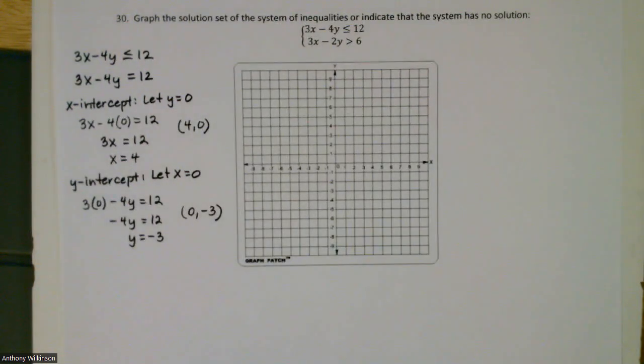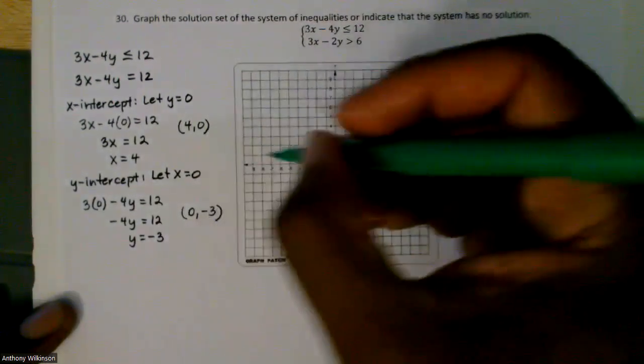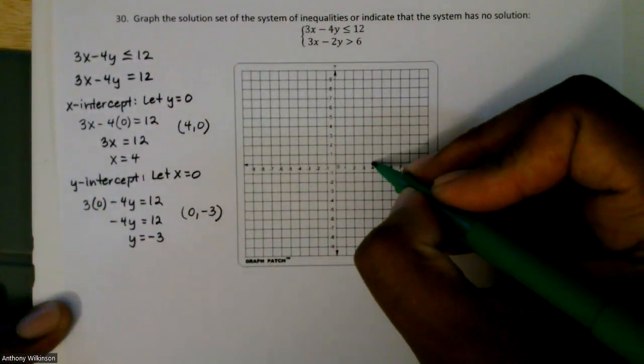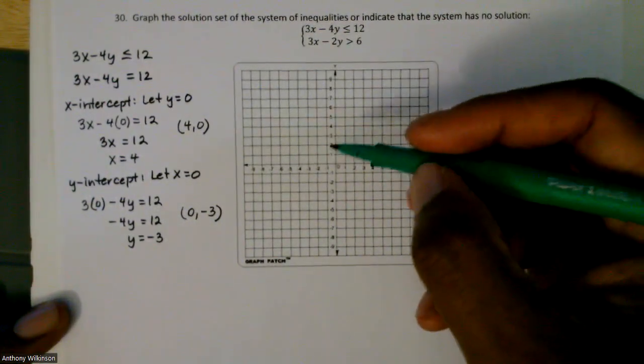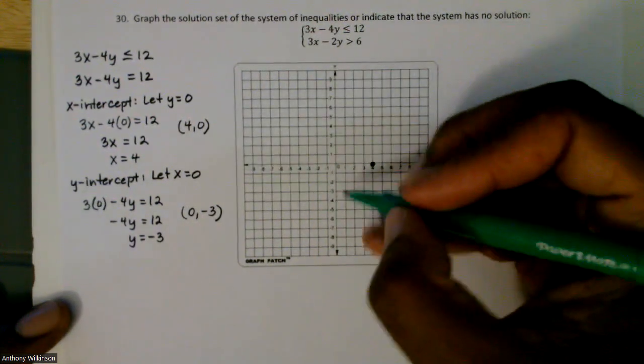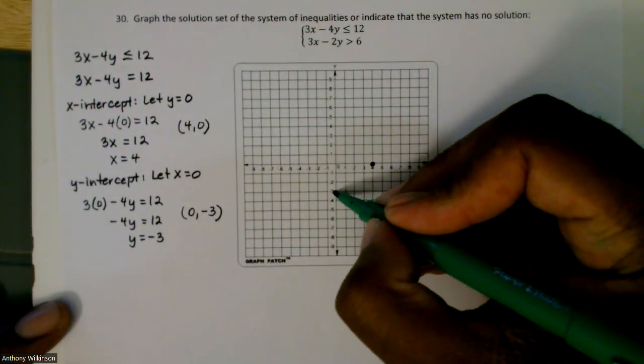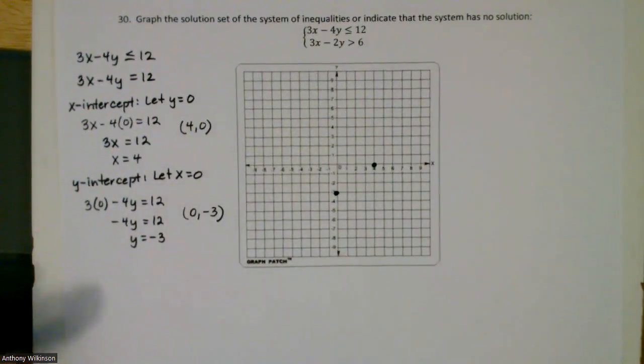Now I'm going to plot that line on the coordinate plane. Let's see here. I'm going to use green. The x-intercept is the ordered pair 4, 0. I'll draw that on the coordinate grid on the x-axis. The y-intercept is 0, negative 3. There's that point on the y-axis.